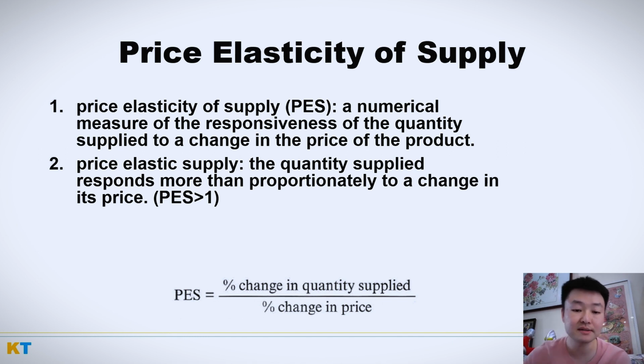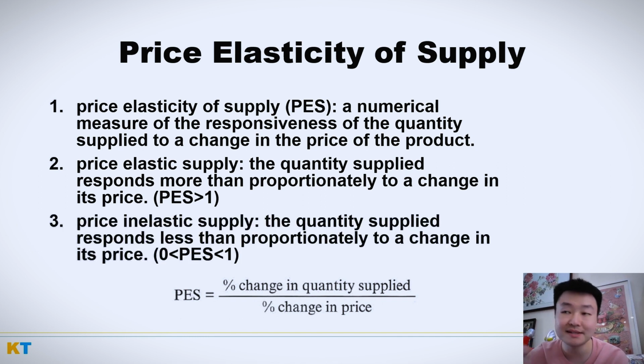So what we're saying is the percentage change in quantity supplied is higher than any given percentage change in price. The result is that the PES is a number bigger than 1. And the larger the number, the more price elastic the supply is. If that's not the case, then the opposite is true. We say the good has a price inelastic supply.